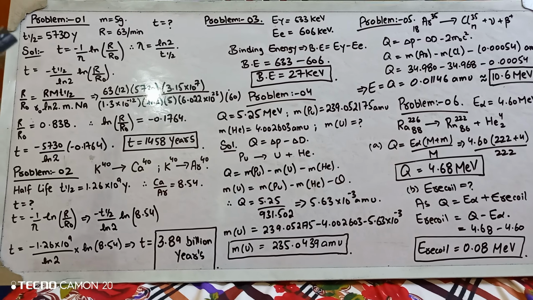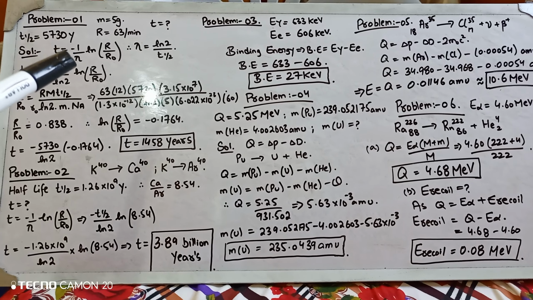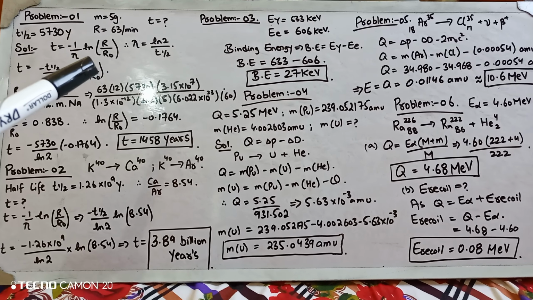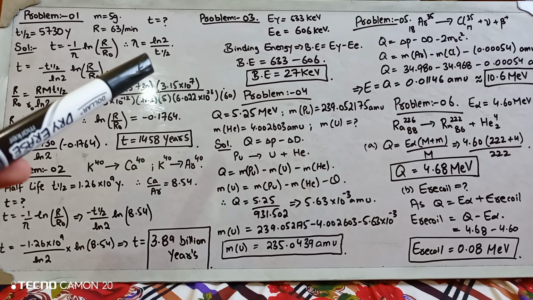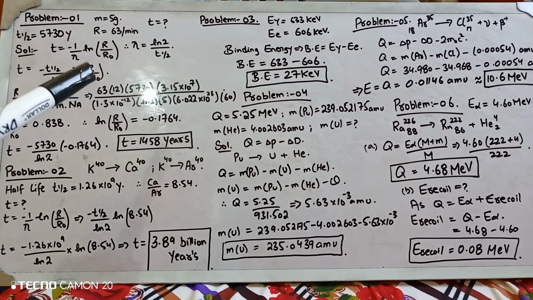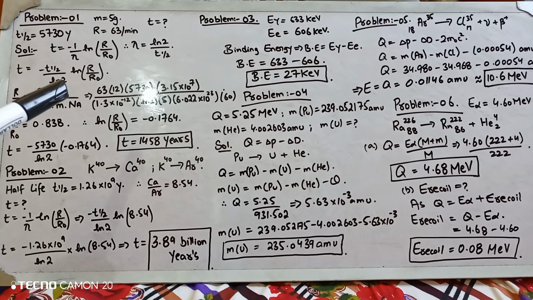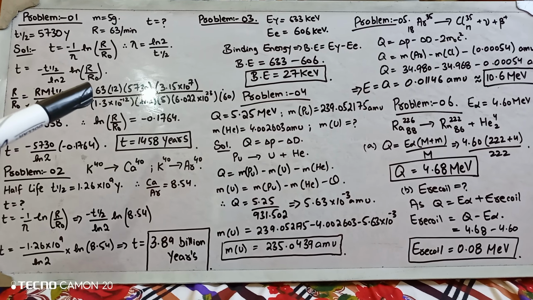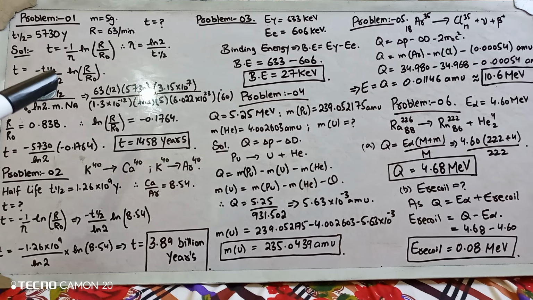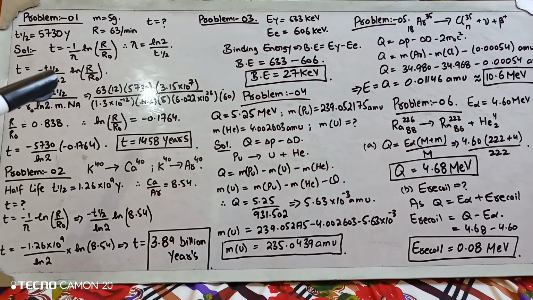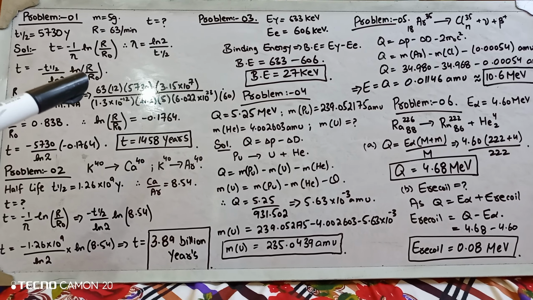To find the age of the charcoal, there is a formula: T equals minus 1 by lambda ln of R by R naught, where lambda equals ln 2 divided by T1/2. Putting in the value of lambda, you get T equals minus T1/2 divided by ln 2 times ln of R by R naught. T1/2 is given, ln 2 is a constant, and the unknown variable is R by R naught.